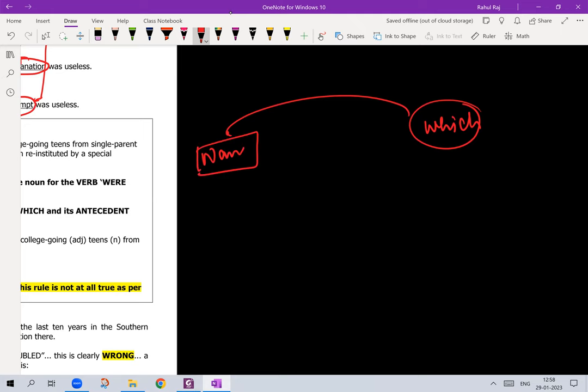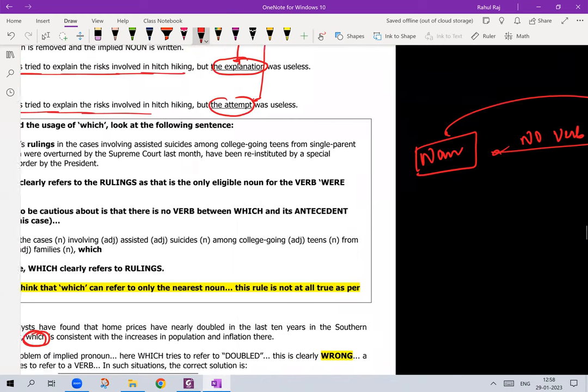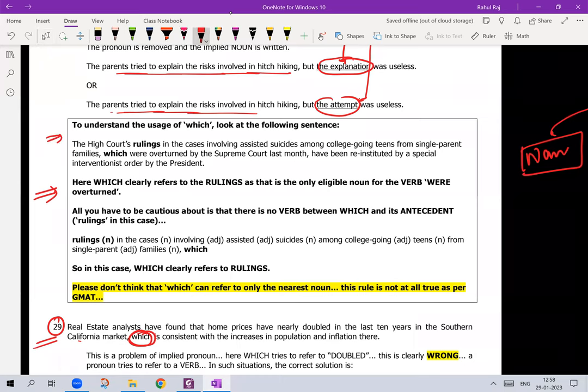And between the noun and which, there should be no verb. And I've also told you what? That the reference of which is decided by the clause that follows which. These are the 2 things that I have told you right now. Can you please take 2 minutes and read this and I'll explain it to you? Just 2 minutes.